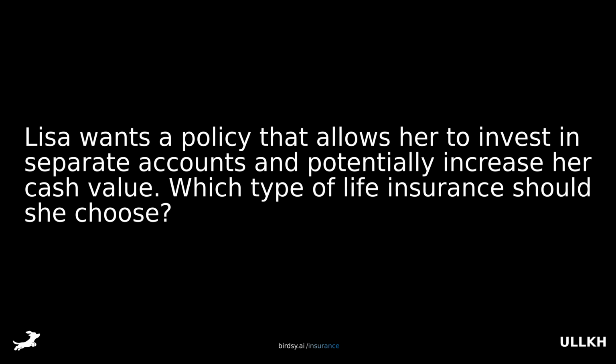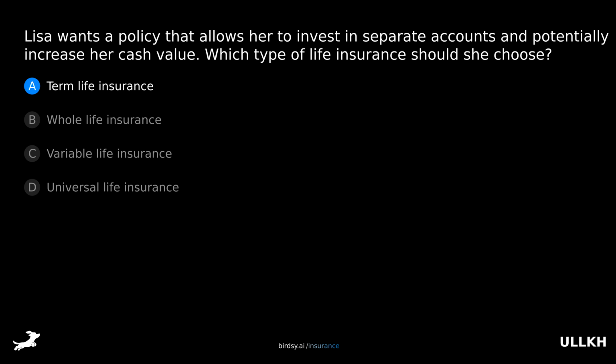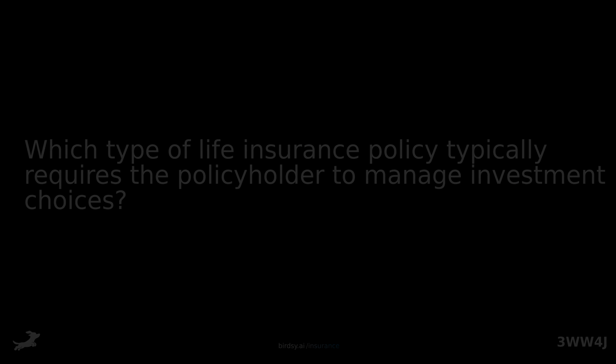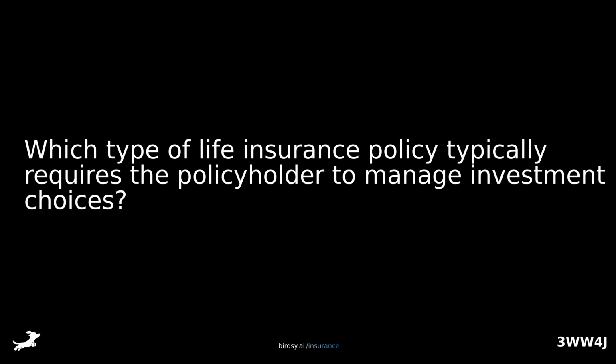Lisa wants a policy that allows her to invest in separate accounts and potentially increase her cash value. Which type of life insurance should she choose? Is it A, term life insurance, B, whole life insurance, C, variable life insurance, or D, universal life insurance? The answer is C, variable life insurance. Variable life insurance allows policyholders to invest in separate accounts, similar to mutual funds, which can increase cash value based on market performance.